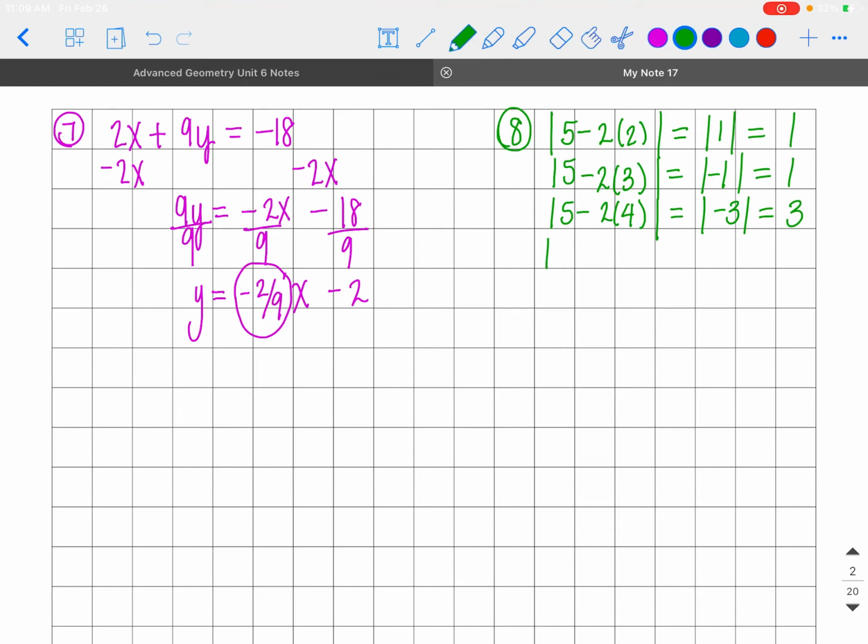All right. Absolute value, 5 minus 2 times 5. That would be the absolute value of negative 5, which is 5. 5 is equal to 5, not greater than. So we get down, it's going to be the last one. 5 minus 2 times 6. That would be negative 7, which is 7, greater than 5. So it is K.